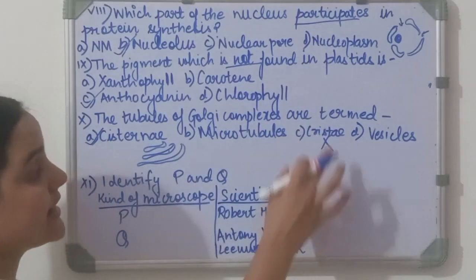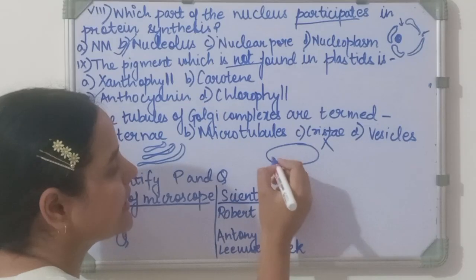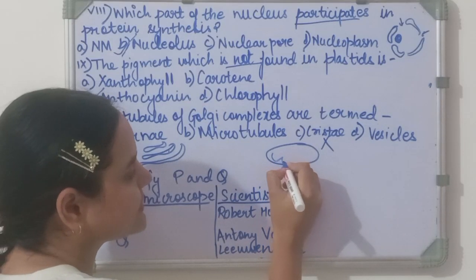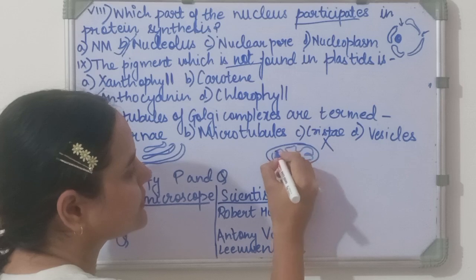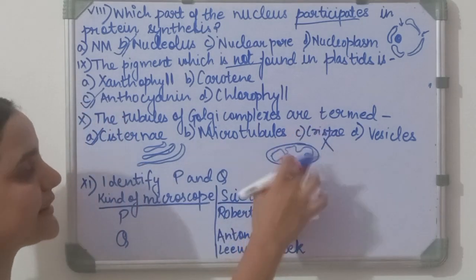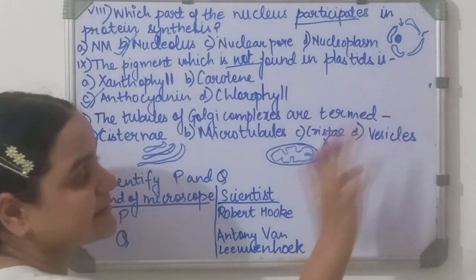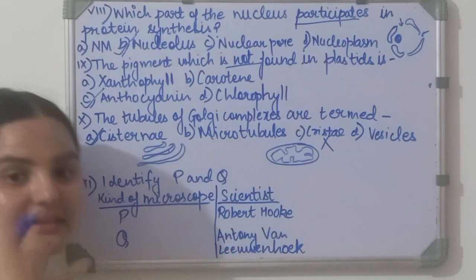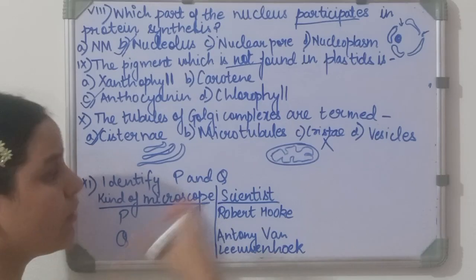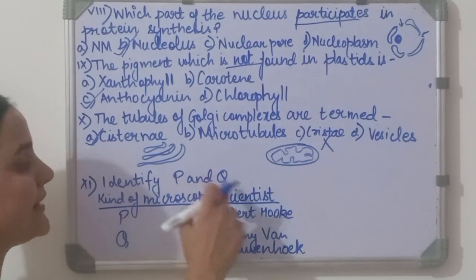These cristae are found in mitochondria. The inner membrane projects into finger-like projections, which are called cristae. It is found in mitochondria, not in Golgi. And these vesicles are small rounded bodies which are generally secreted from the Golgi bodies. Okay, now question: identify P and Q.